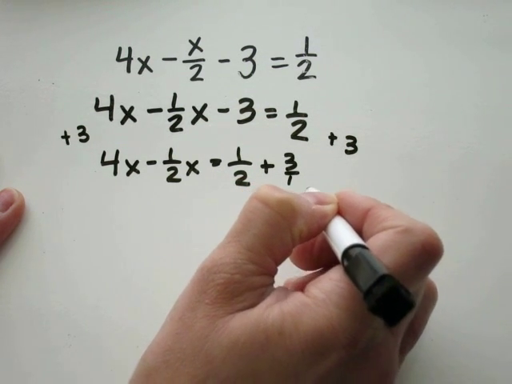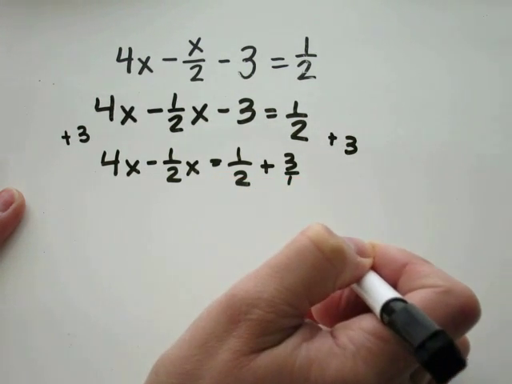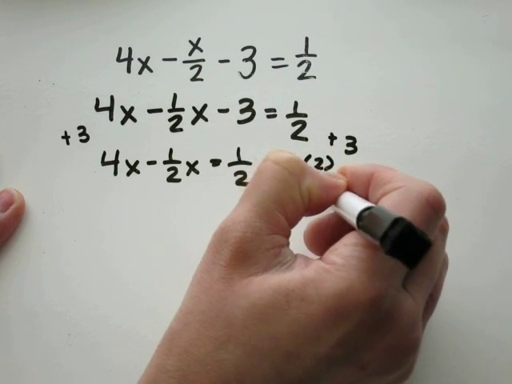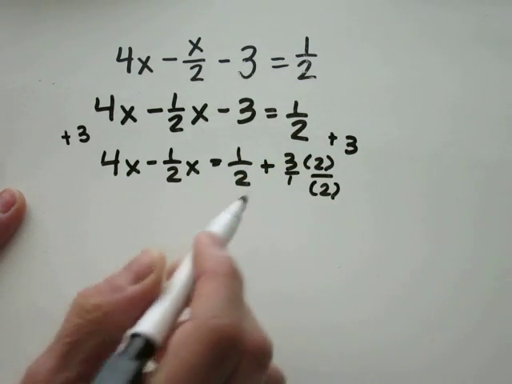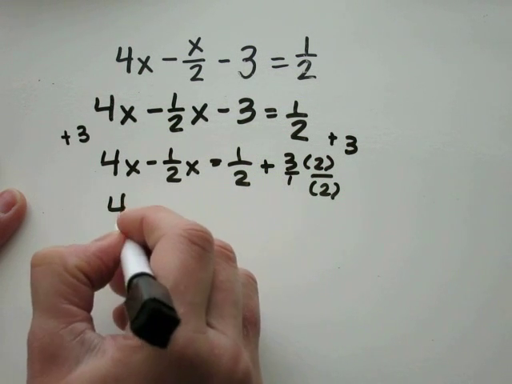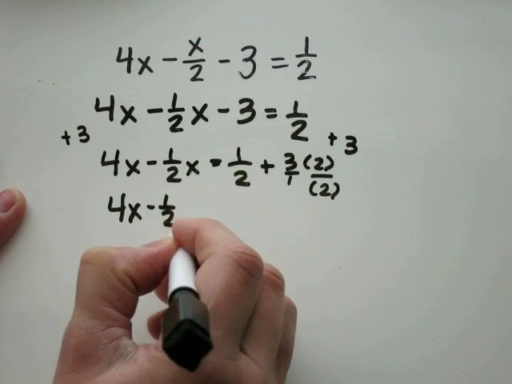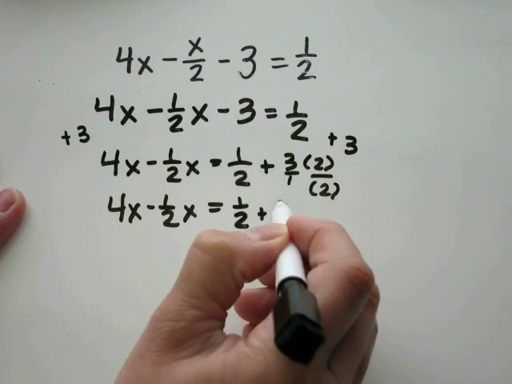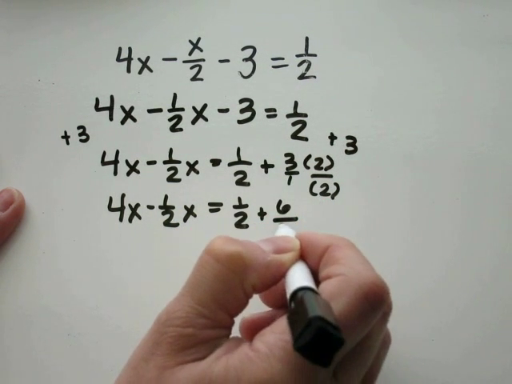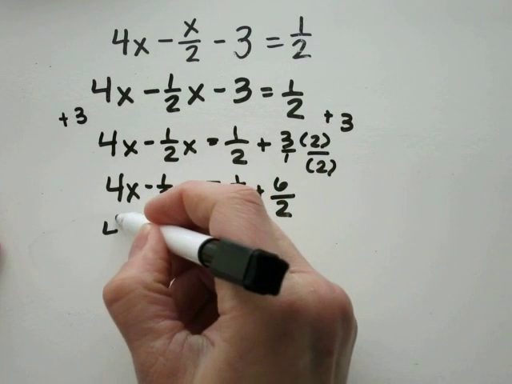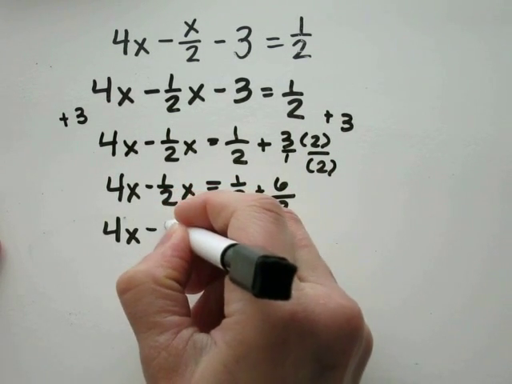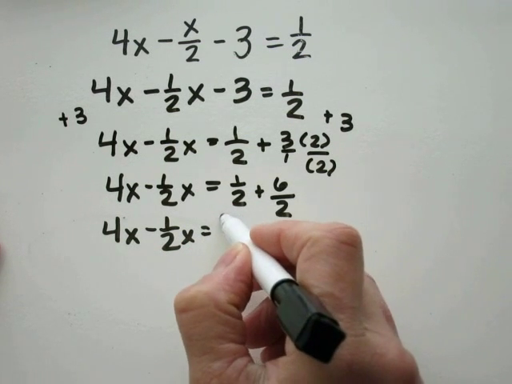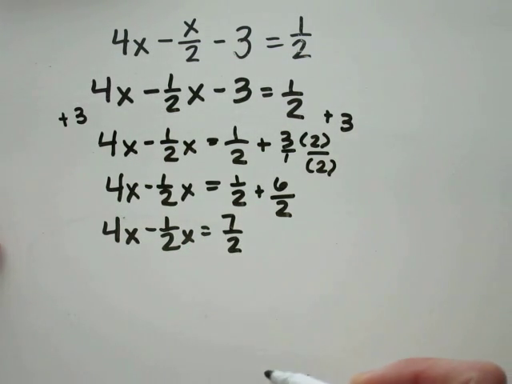I'm going to want a common denominator of 2 since I'm adding fractions. So multiply 3 over 1 by 2 over 2. Three times 2 is 6. 1 times 2 is 2. One plus 6 is 7 over 2.